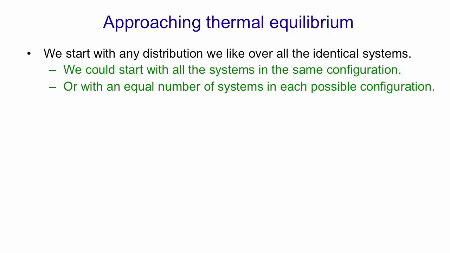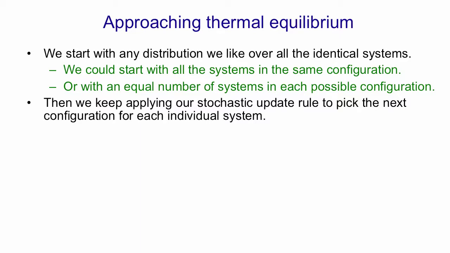We can start with any distribution we like over all these identical systems. We could make them all be in the same configuration. So that's a distribution with a probability of 1 on one configuration and 0 on everything else. Or we could start them off with an equal number of systems in each possible configuration. So that's a uniform distribution.